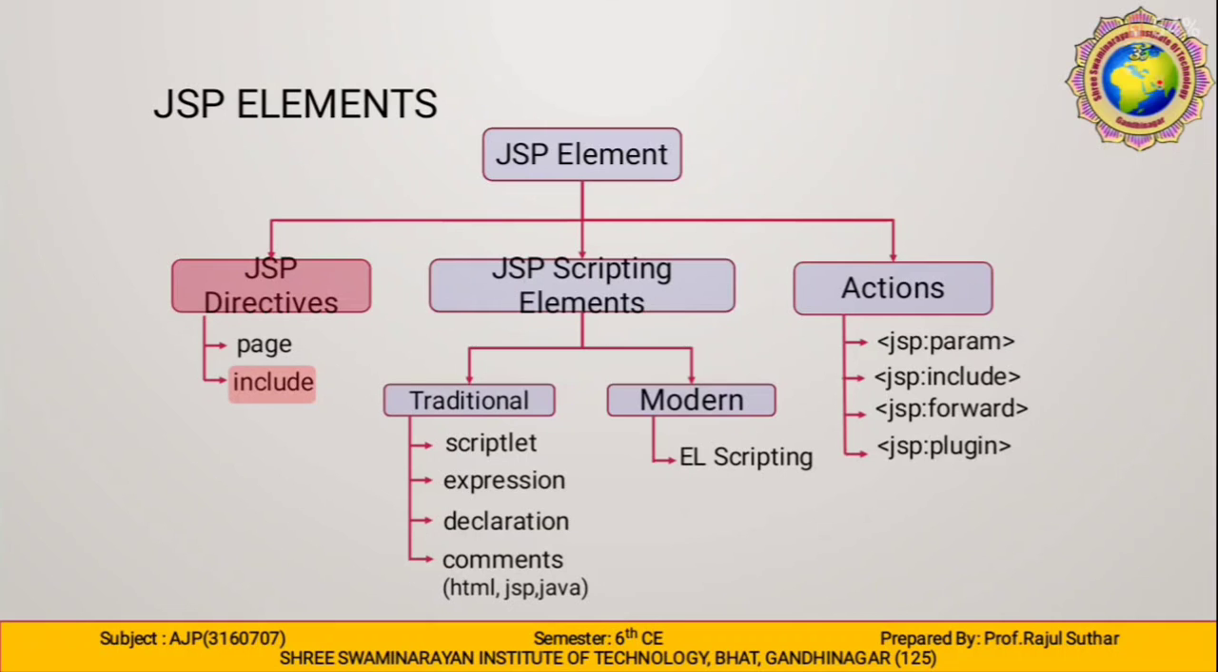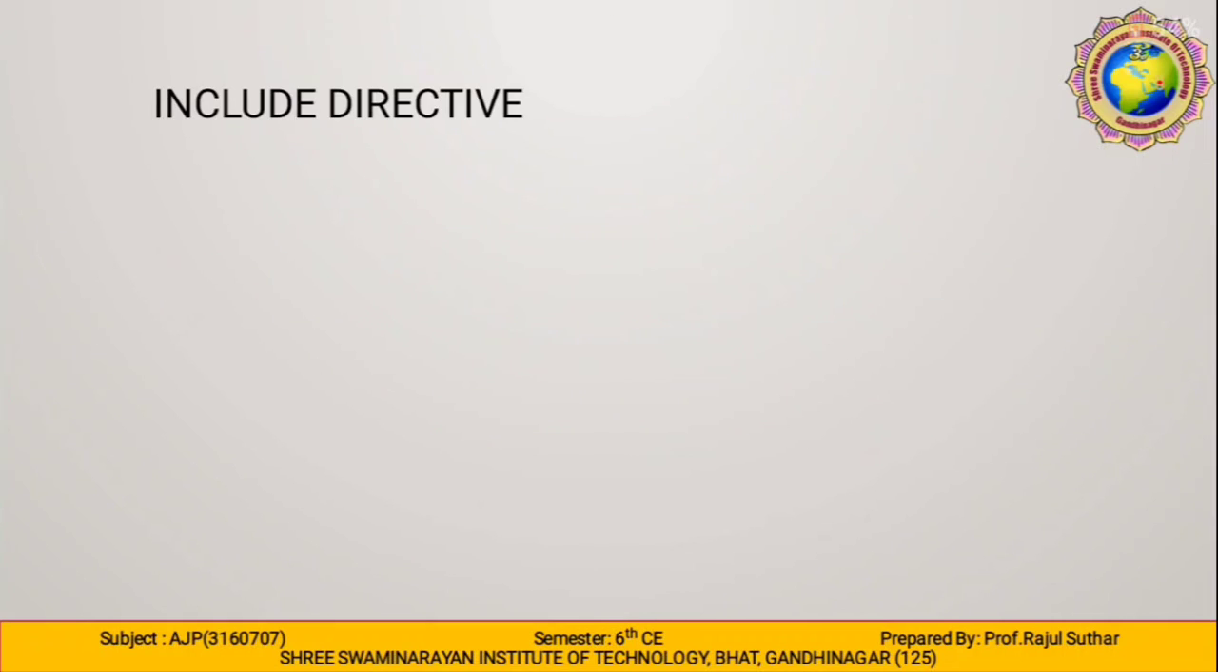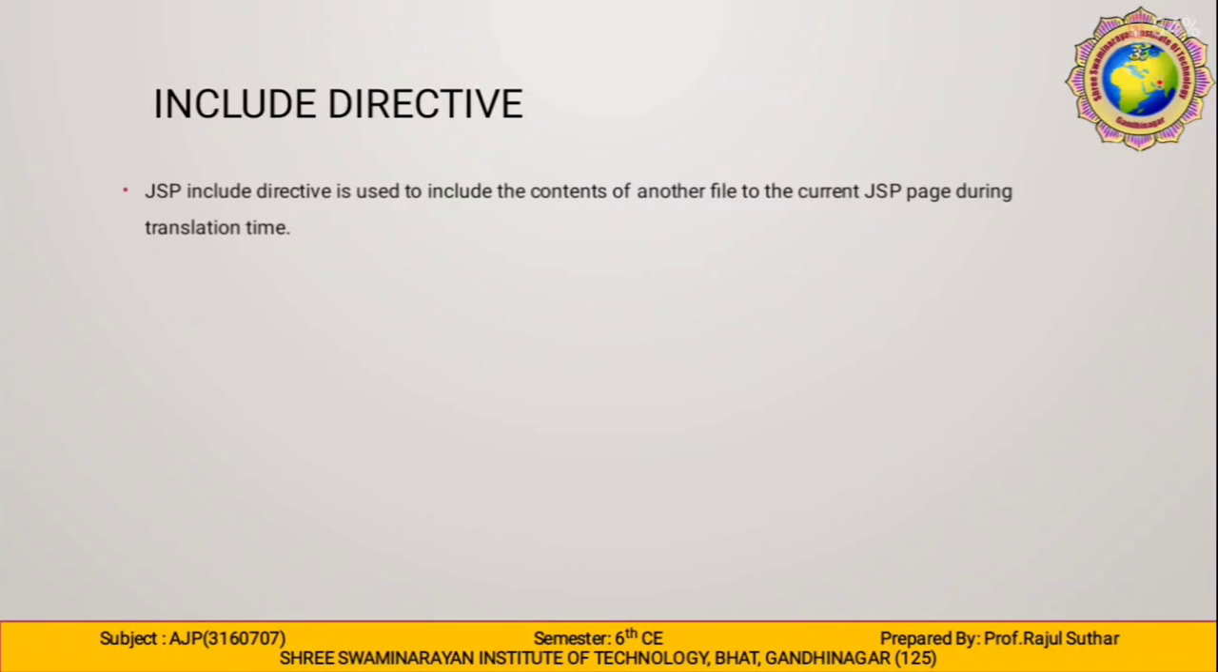Let me discuss the JSP include directive. How can we work with the include directive? The include directive is used to combine the content of two or more files during the translation phase of the JSP lifecycle. So this is the same as the request dispatcher we use in Servlet. It uses a tag like this. The included file can be an HTML, JSP, or text file.